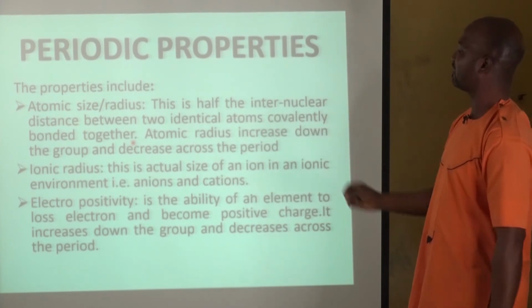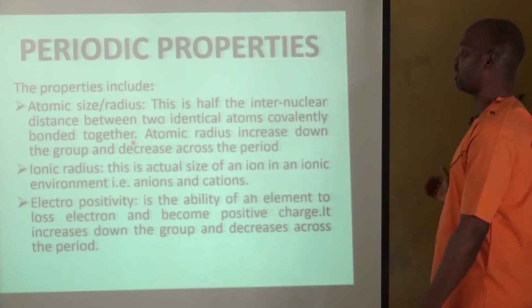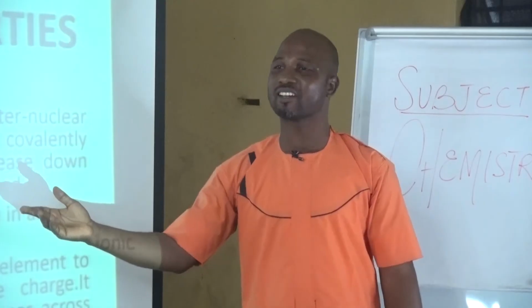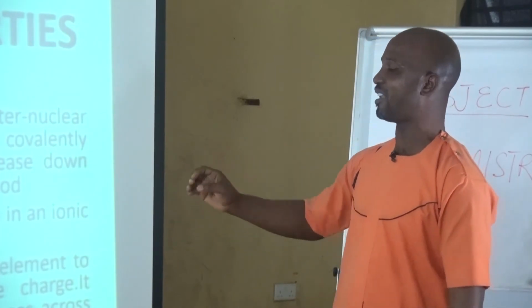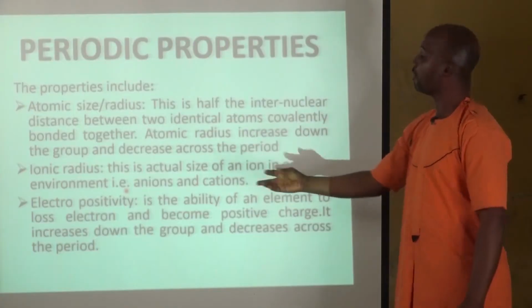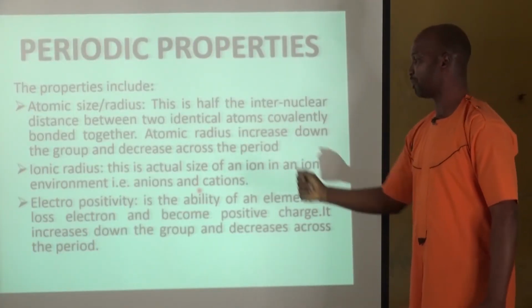And if you look at it, it says atomic radius increases down the group and decreases across the period. The second one is ionic radius. And I say ionic radius is the actual size of an ion in an ionic environment. It can be anions, it can be cation.